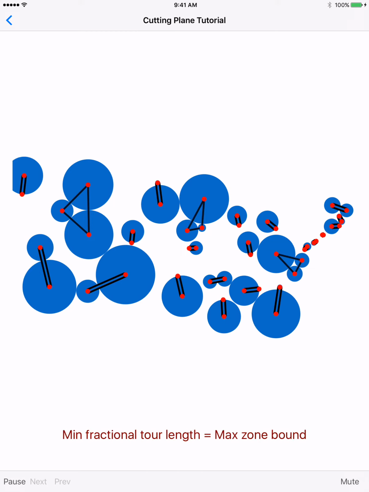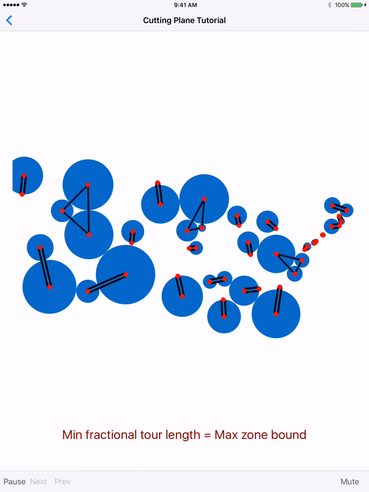This is not an accident. The best packing of control zones is the one that gives the greatest lower bound. Now, no zone lower bound can be greater than the length of our fractional tour. So, we can also conclude that we have the best possible packing of zones.